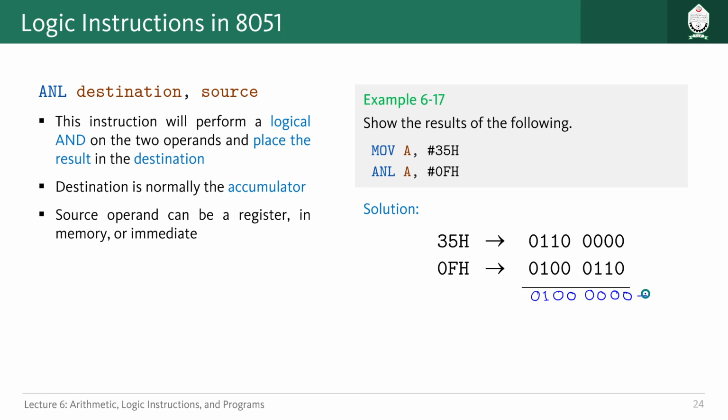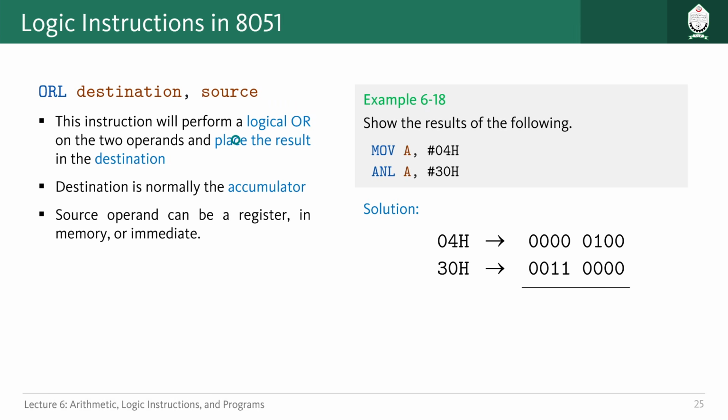This value should always be saved in the destination. Generally the destination is taken as the accumulator. It can be a direct address as well. The source operand can be a register, in memory, or immediate. Next, ORL, a similar kind of logic instruction, but here we are doing logical OR. Every other explanation is similar to before. For logical OR, we know that if at least one of the values is 1, the result is 1. So here it should be 0 0 1 1 0 1 0 0, right? This should be saved in the destination.